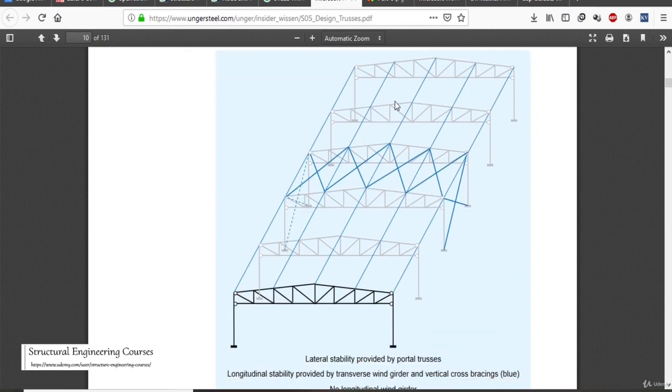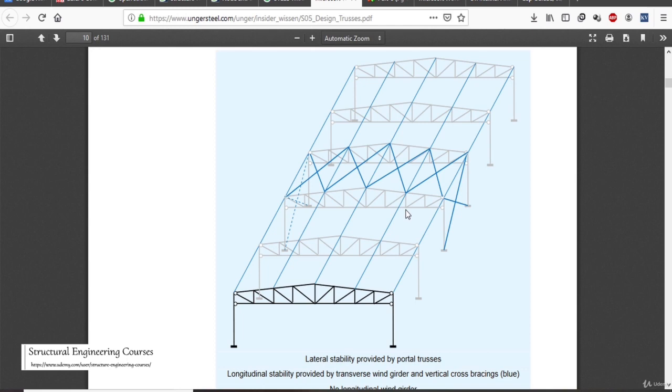So this is a simple portal trusses. So this truss is called a portal truss. These are the columns, and here you can see that the author has drawn two nodes here. So basically whatever axial forces and bending moments are here, they shall only be transferred to the columns. No bending moment shall be transferred from this truss to the column arrangement here.